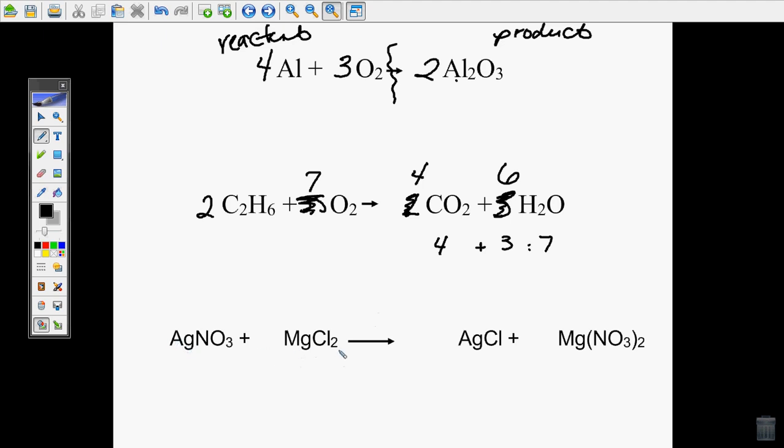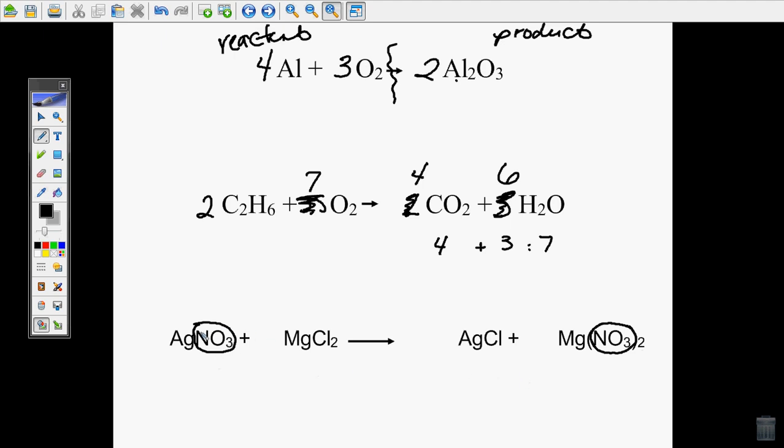Silver nitrate plus magnesium chloride gives me silver chloride and magnesium nitrate. So what I'm going to do is, do y'all see how this is a polyatomic ion? This is a polyatomic ion. I'm going to balance those as a unit. It will just make my life easier.